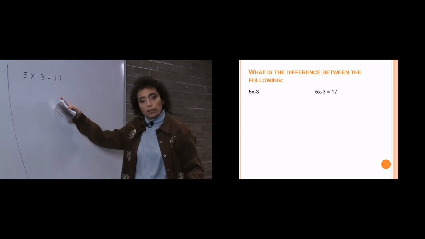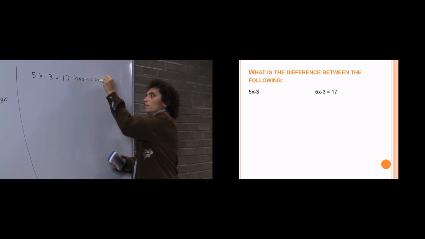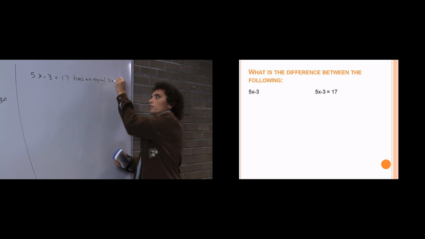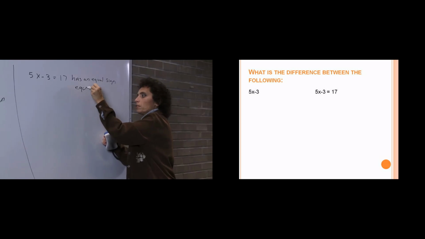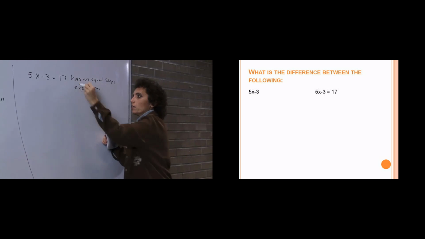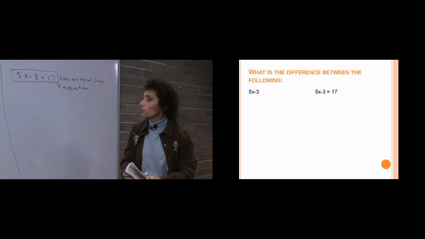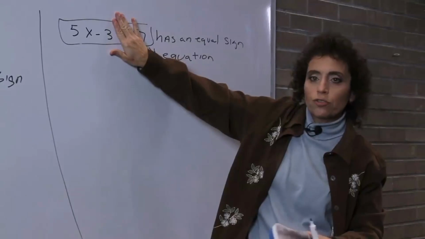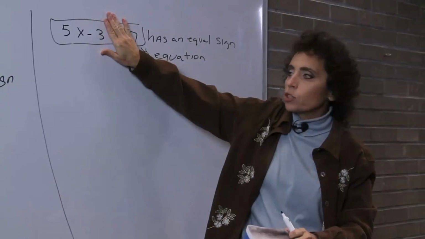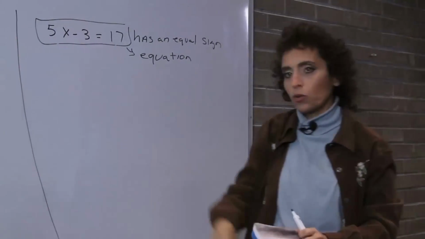This has an equal sign. So it's called an equation. An equation states that two expressions are equal. So 5x minus 3 is one expression, and 17 is the other. Okay, let's look at what you can do with expressions and equations.